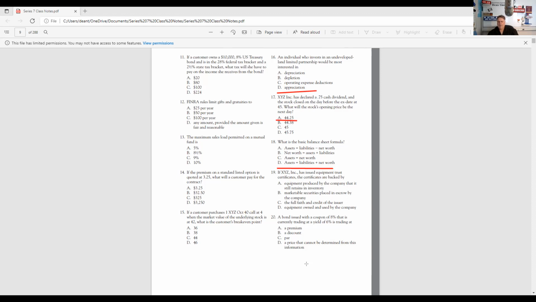XYZ has issued equipment trust certificates. The answer there is going to be D. If it was marketable securities placed in escrow, that would have been a collateral trust bond. And if it was the full faith and credit of the issuer, that would have been a debenture.